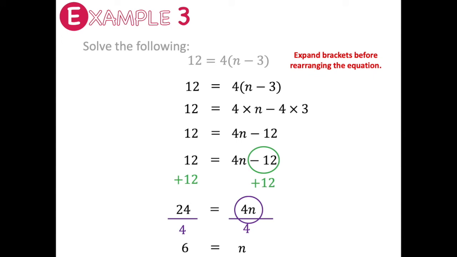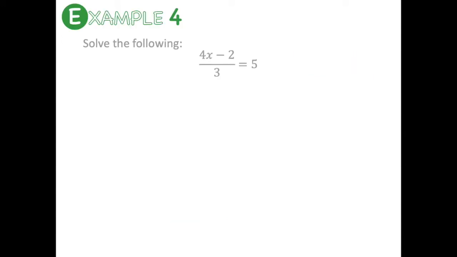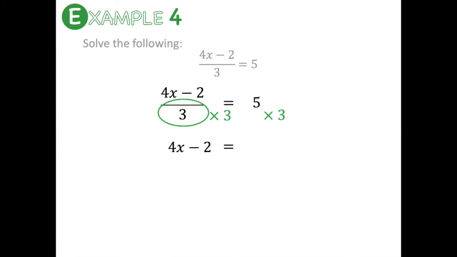And having a look at example 4, 4x minus 2 over 3 is equal to 5. So what I want to do first is I want to remove my divide by 3 on my left-hand side. Opposite of dividing by 3 is to multiply by 3. So I multiply 3 to both sides. So that leaves me with 4x minus 2 is equal to 5 times 3, which is 15.